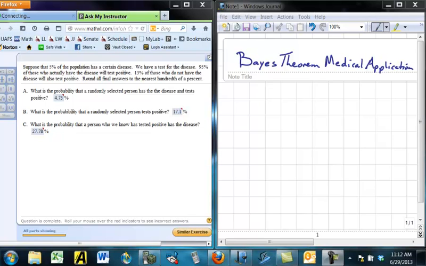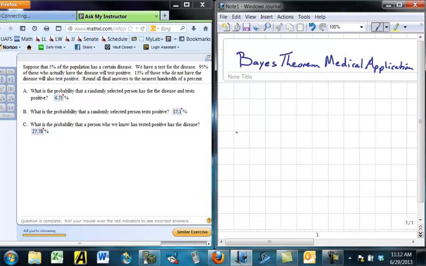Suppose that 5% of the population has a certain disease. We have a test for the disease. 95% of those who actually have the disease will test positive. Okay, that's pretty good. But 13% of those who do not have the disease will also test positive. And so we want to figure out some different probabilities associated with this.